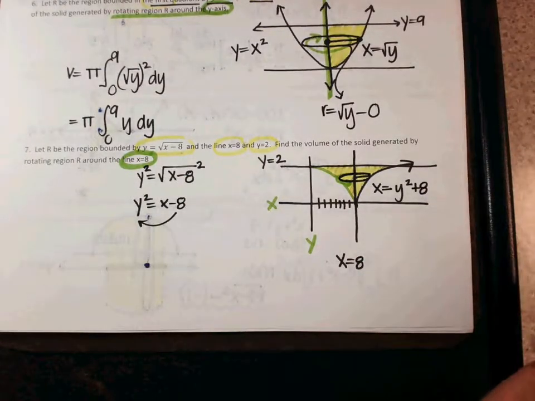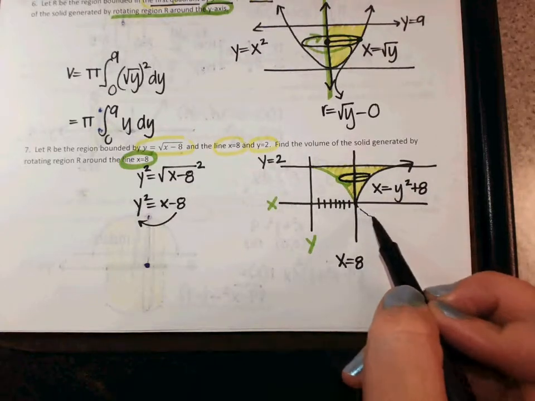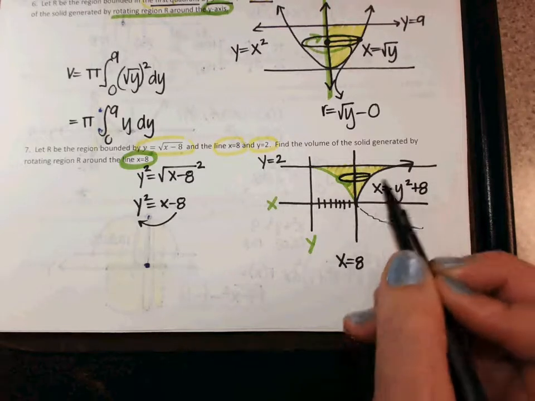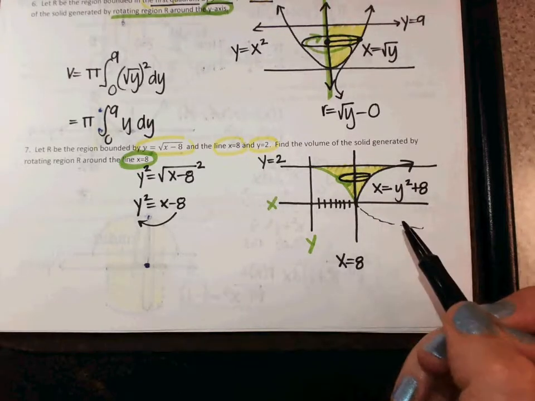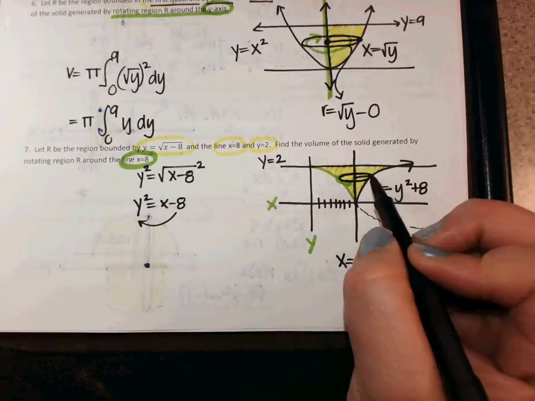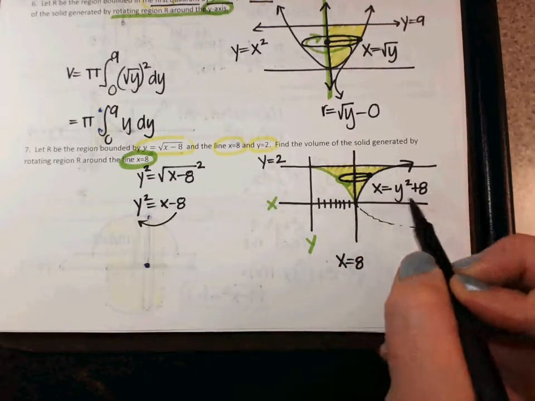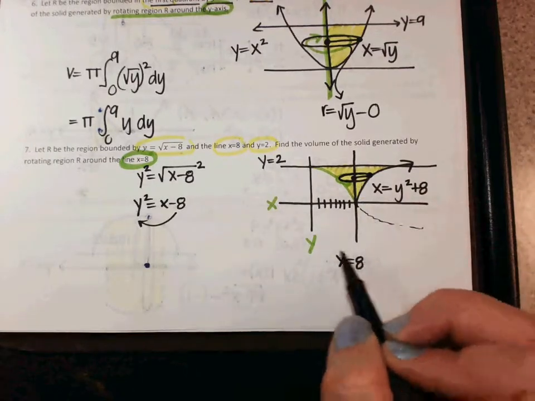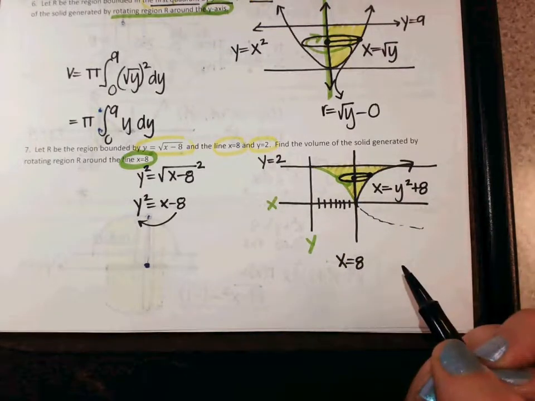Now, if you draw the other half of that parabola, does it make sense that it starts at 8 and opens to the right? Yes. Okay, that's the exact same graph. So, from there, when I do right minus left, what's the right side? Y squared plus 8. What's the left side? X equals 8. And when I subtract those, what's going to happen?